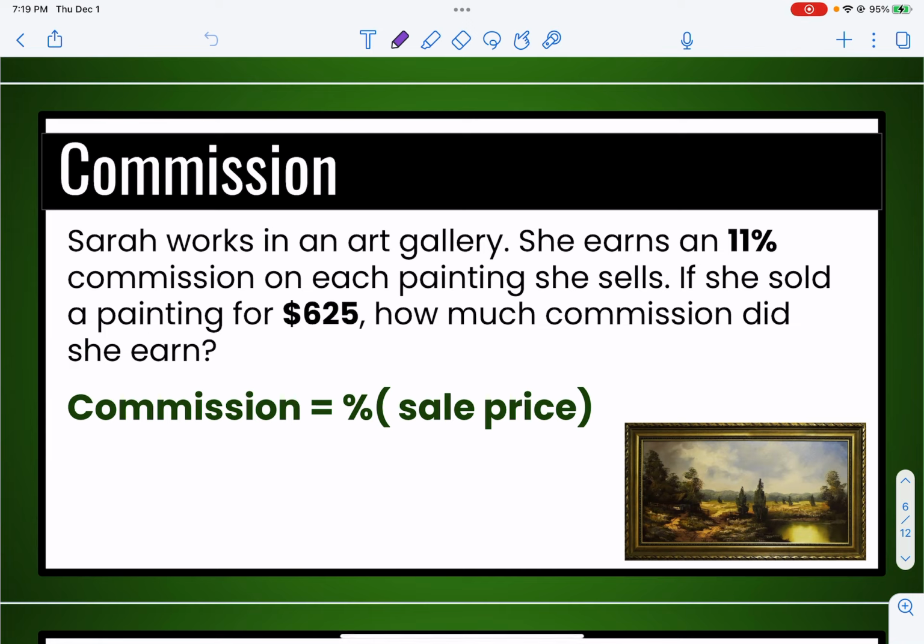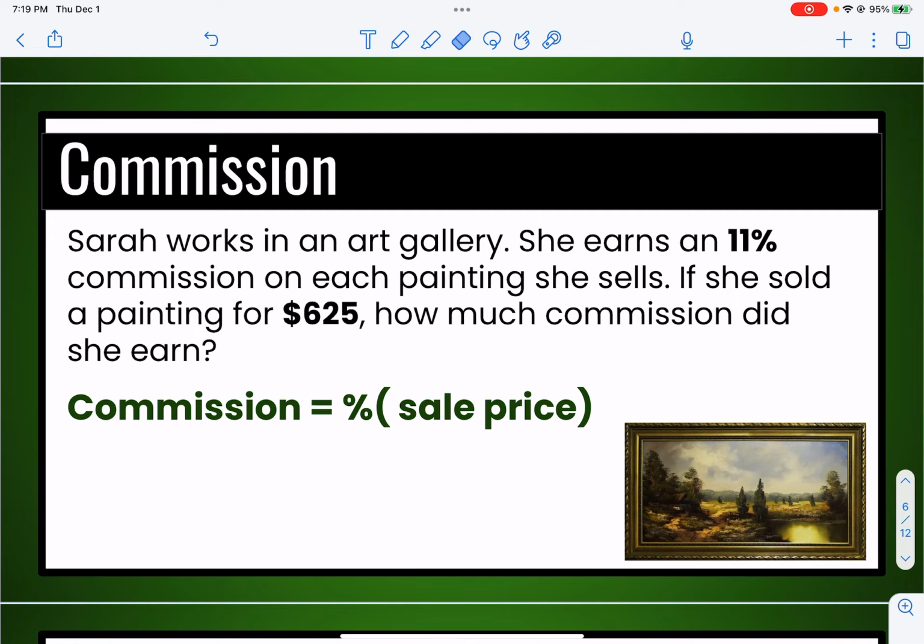We could set up a proportion, a part to whole proportion, since this is a percent problem. We could put 11 over 100, and the part would be the commission that we're looking for, and the whole price of the painting was $625. We could set it up this way, and that is perfectly acceptable. However, I'm going to do it a different way since we've been working on equations in class, and see if this maybe would be a little bit faster than setting up a proportion.